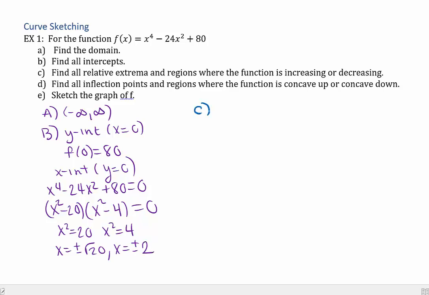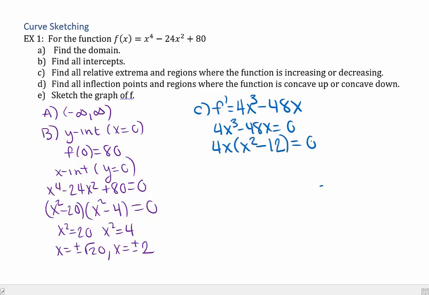Okay, part C is asking us to analyze the first derivative to figure out increasing, decreasing, maxes and mins. The first derivative would be 4x to the third minus 48x. I'm going to set this equal to 0, and then factor out a 4x, and I'm left with x squared minus 12. So x could equal 0, or x squared equals 12, x equals plus or minus root 12. I'm going to put this into a calculator so that I have a better idea of what value I'm working with. And root 12 is about 3.5.